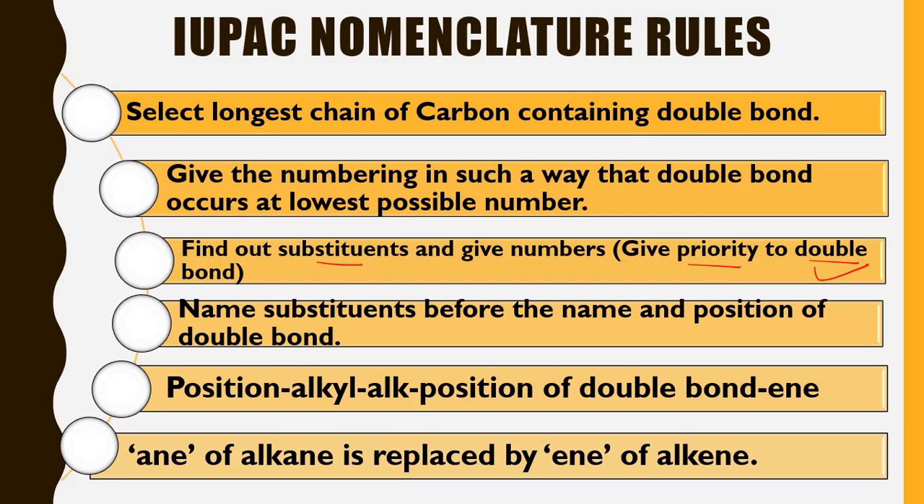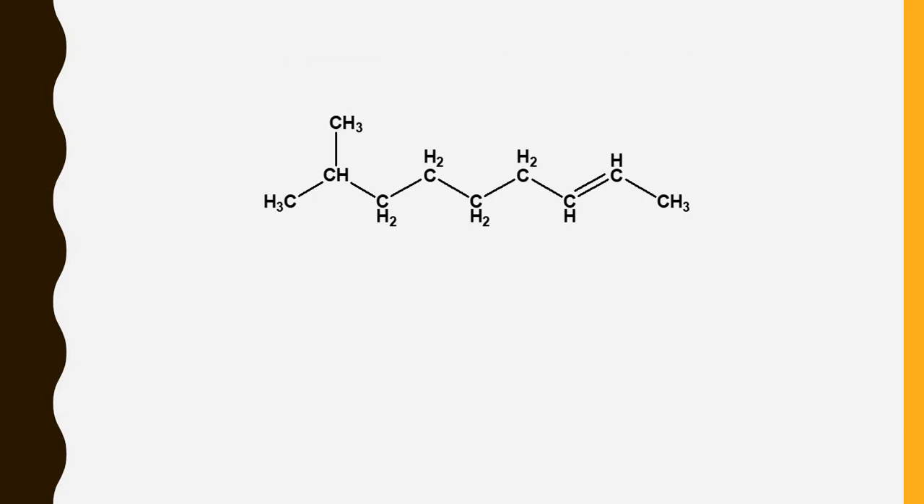For all these rules, we'll see first one example in which I have explained the different rules. If you see this molecule, there is a long chain of 9 carbon atoms. Suppose I give the numbers: 1, 2, 3, 4, 5, 6, 7, 8, 9 carbon atoms are there.